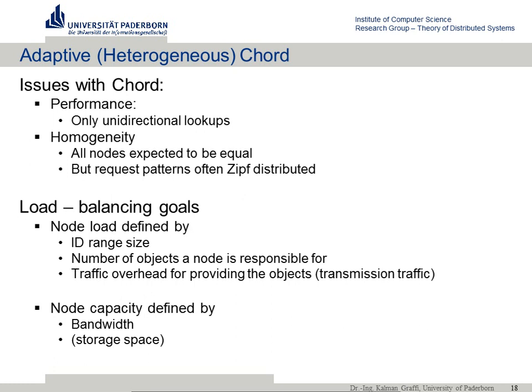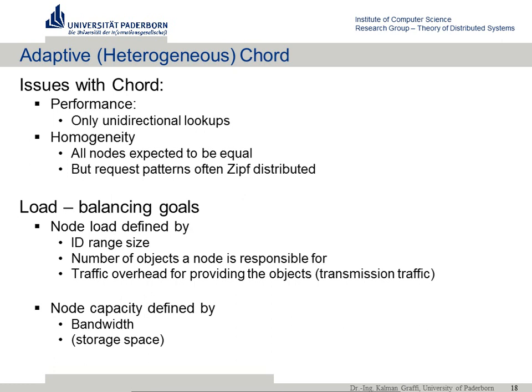When we want to talk about that no node should be overloaded, first of all, it can be defined by the ID range size. So that was previously in many literature done, so trying to have all nodes having the same size of responsibility. It can be also done by the number of objects one node is responsible for. There are also several solutions how to make all the nodes having the same equal number of objects responsible for. But the really realistic one is the traffic overhead for providing the objects.